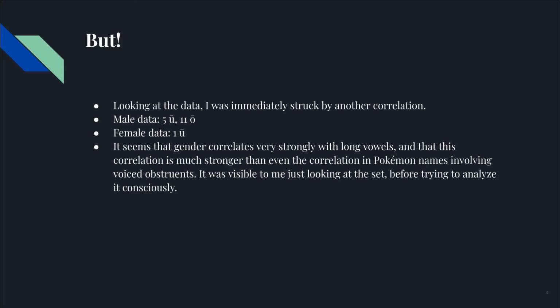So in the male names, I found 5 long U's and 11 long O's. In the female data, the only long vowel was 1 long U. So it seems that gender correlates very strongly with long vowels, and that this correlation is much stronger than even the correlation in Pokemon names involving voiced obstruents. So it was visible to me just looking at the set before trying to analyze it consciously that the male names had a lot more long vowels.